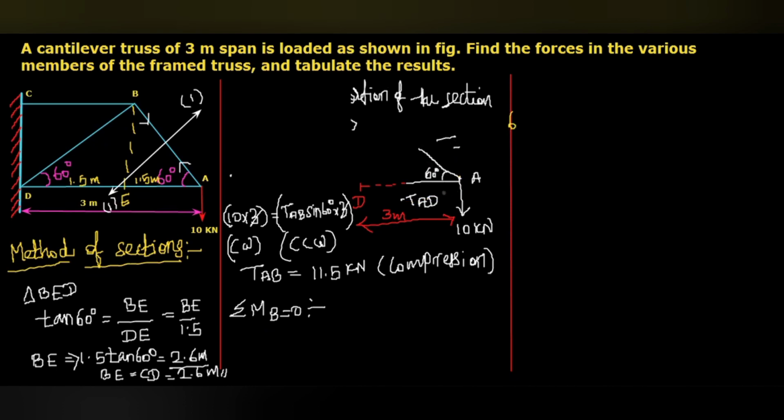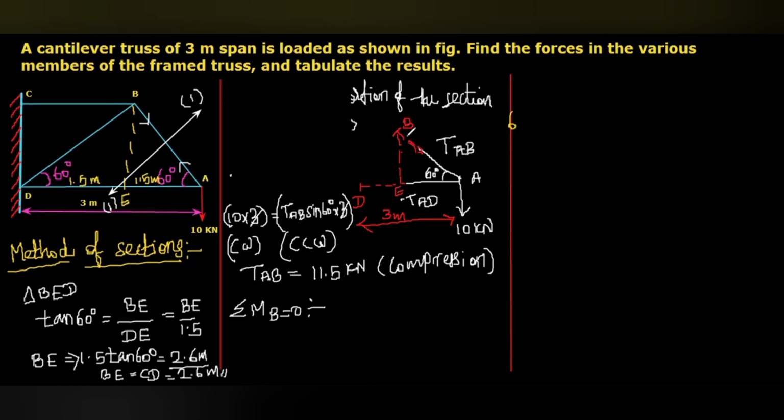That is here. You can see this is the inclined force TAB, and here you can see this is point A, this is TAB. I'm going to take moment about the point B. That will be here, this will be the point B, and this is the vertical distance BE.